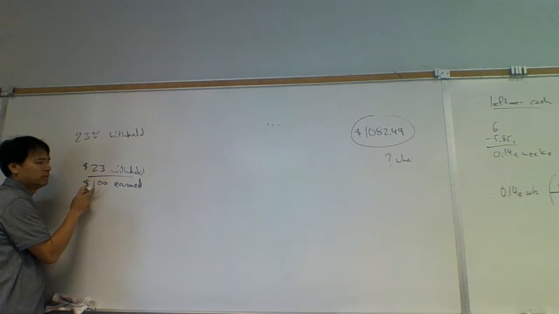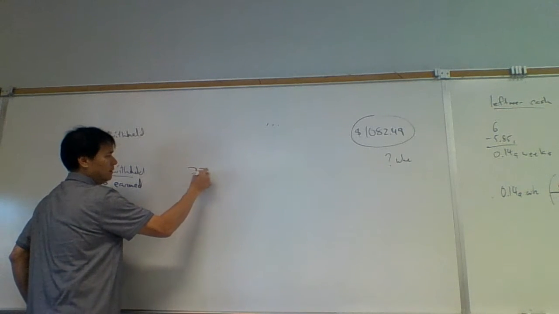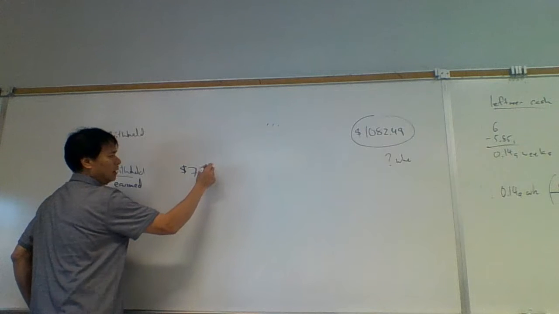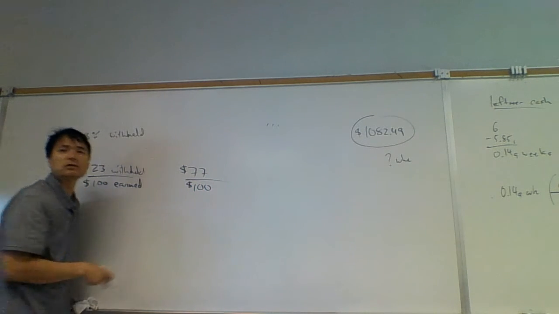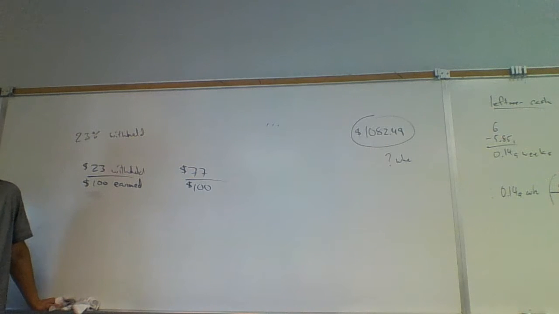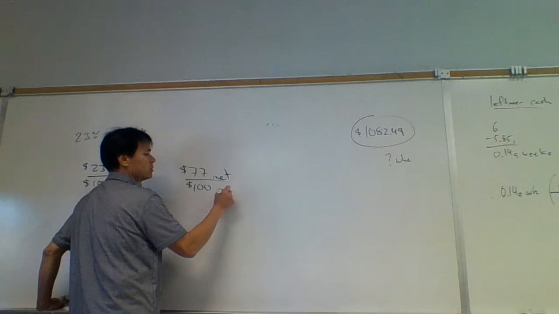$23 out of 100 leaves you with how many dollars left over to spend for the TV? Yeah, you'd have $77. What should we call that out of $100? So out of every $100, we're going to have $77 left over to spend for the TV. What do you want to label for that one? Net over gross, yeah. You can say $77 net over gross earnings.